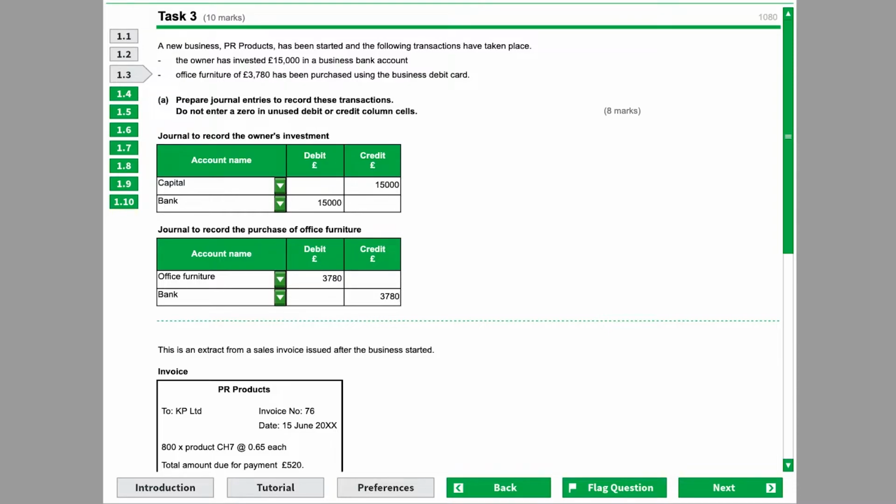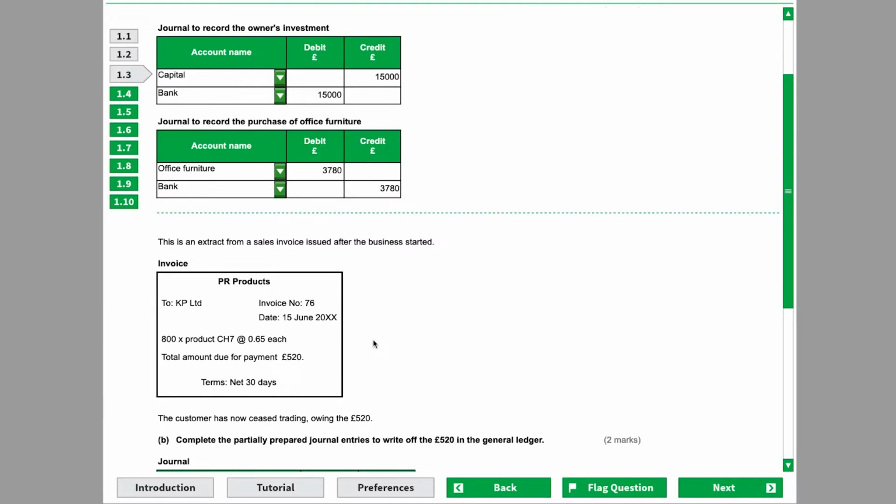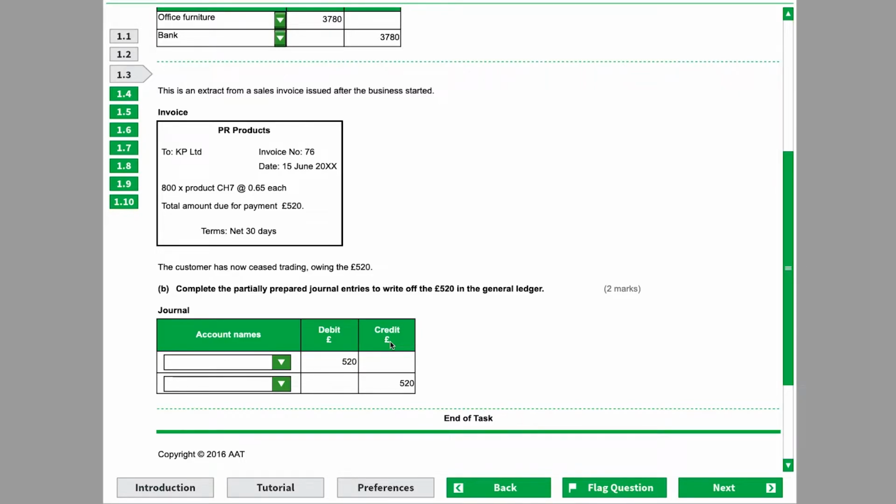So office furniture is an asset, it increases with a debit, and the bank is also an asset and therefore increases with a debit, but equally reduces with a credit. That covers part A of task 3, on to part B then. This is an extract from a sales invoice issued after the business started. The customer has now ceased trading, owing £520. Complete the partially prepared journal entries to write off the £520 in the general ledger.